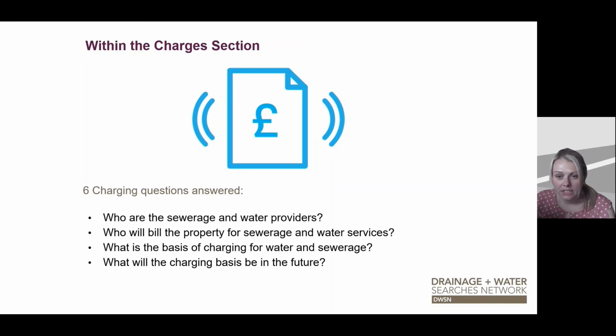So in terms of charging information that we provide within the CON29DW, we always state who is the sewage provider and who is the clean water provider at the property. And it's good to know that this can often be 2 separate companies. And we will then go on to state who will bill the property for both charges. We also detail the current basis of charging, but also the basis of charging if it's going to change when a new occupier moves in.